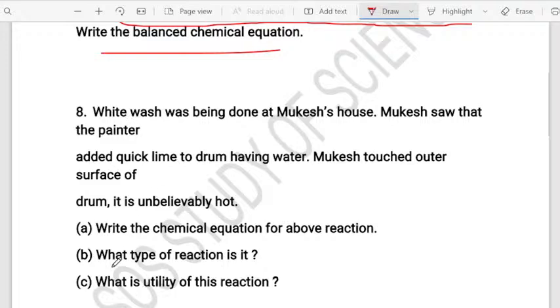Whitewash was being done at Mukesh's house. Mukesh saw that the painter added quick lime to a drum having water. Mukesh touched the outer surface of the drum. It is unbelievably hot.